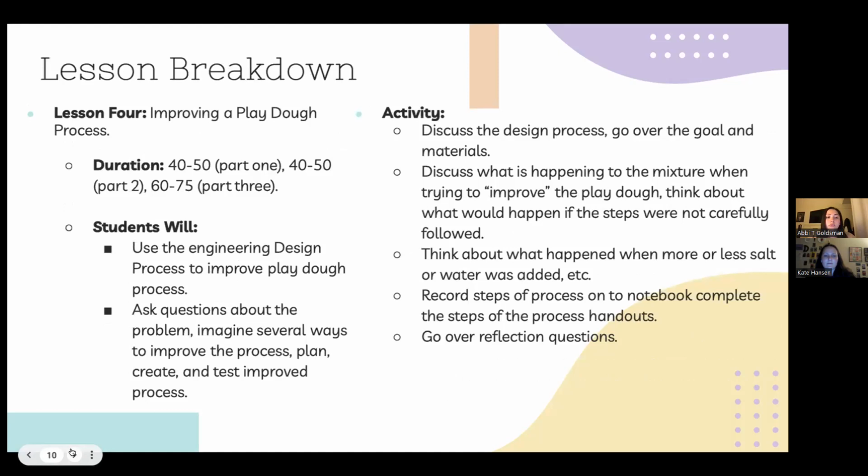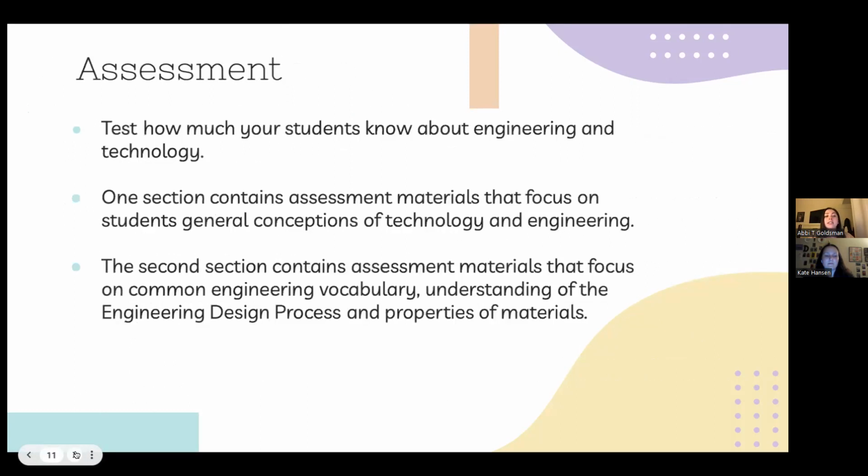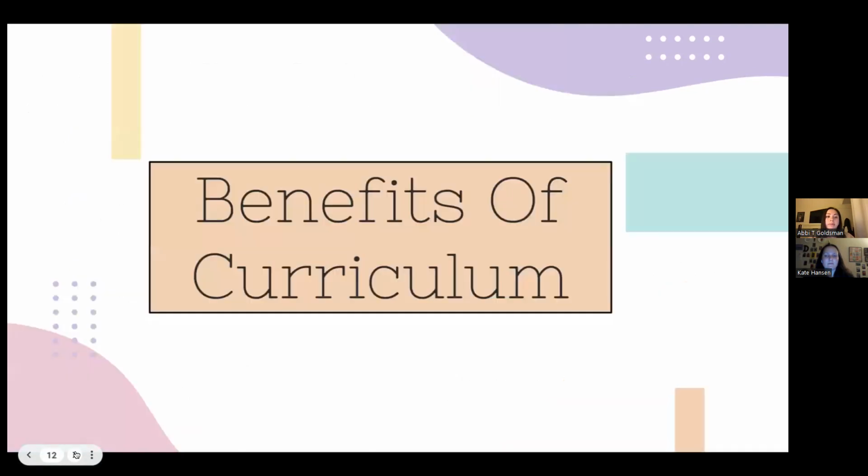Lesson 4 is Improving a Play-Doh process. The duration is 40 to 50 minutes for part 1, 40 to 50 minutes for part 2, and 60 to 75 minutes for part 3. Students will use the engineering design process to improve Play-Doh processes, and they'll ask questions about the problem and imagine several ways to improve the process and plan and create a test-improved process. The activity is also listed. There's also a variety of assessments that are used throughout the unit.